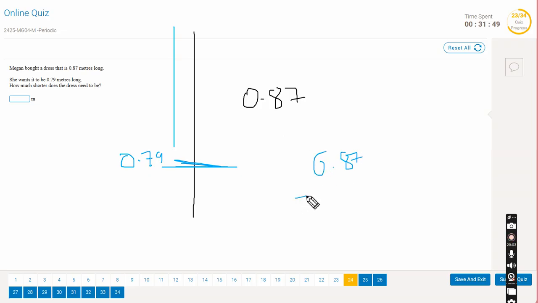Remember, when we're cutting something, we're removing it. So we're making it smaller, and that will be subtraction. 0.87 minus 0.79. Now here, just subtract them. What do you get? You will get 0.08. Sorry, 1 minute, I can show it to you on the screen. This will become 7. This will become 17. 17 minus 9 is 8. 7 minus 7 is 0. 0.08 meters. And remember, always check the units.